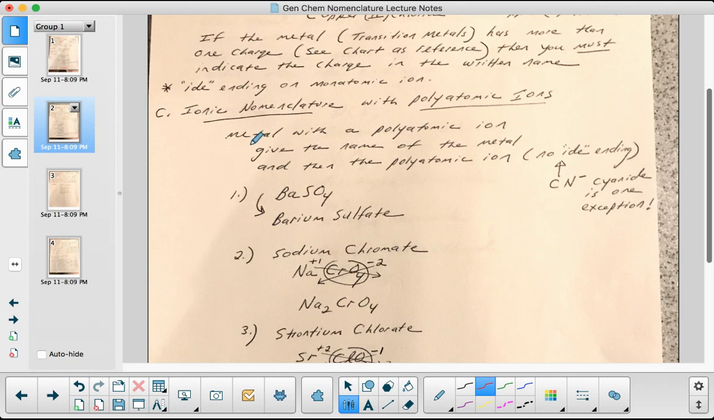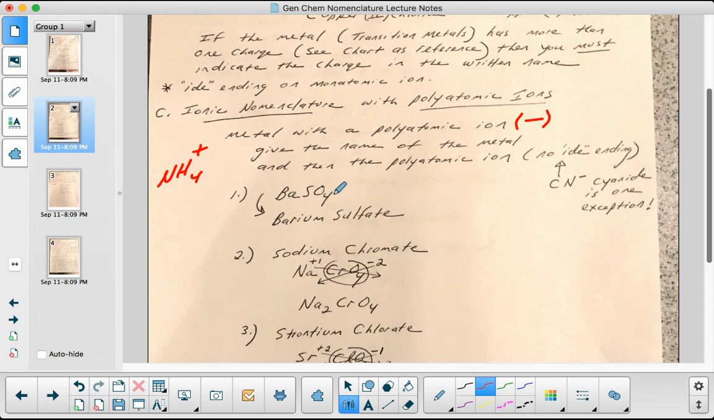And so if we're to name a metal with a polyatomic ion, the polyatomic ions, I said always, but that's not necessarily true, most of the time have a negative charge. There is one that has a positive charge, and it's the ammonium ion, which is NH4 with a +1. Honestly, I don't think you'll run into any others, at least in this course, besides the ammonium that has a positive charge.